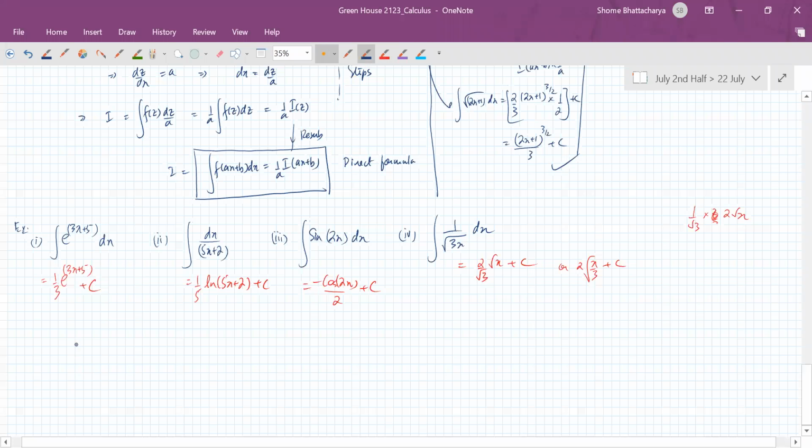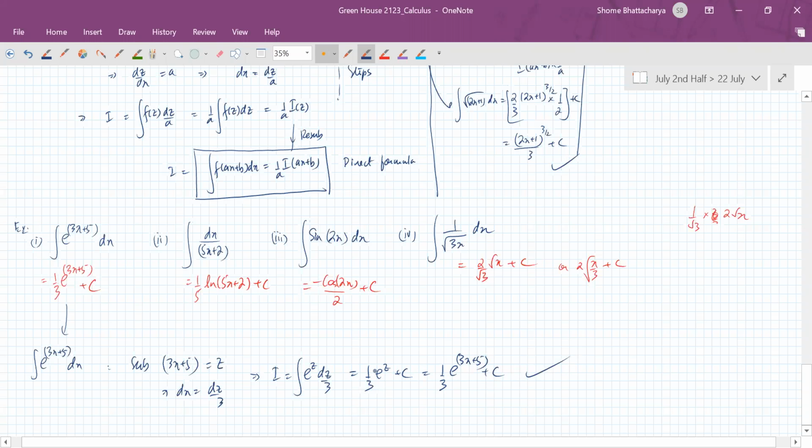Okay, so anyway, if you want to go with the step-by-step method, in the first one, substitute 3x plus 5 as z. So dx will get substituted as dz by 3. So the integral will become e raised power z dz by 3. So this is the step-by-step process. As I told you, even if you go with the full steps, it's not that lengthy.